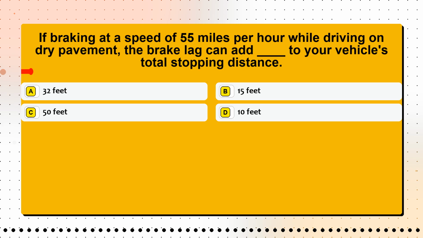Question 29. If braking at a speed of 55 miles per hour while driving on dry pavement, the brake lag can add blank to your vehicle's total stopping distance. Here are the options. Option A. 32 feet. Option B. 15 feet. Option C. 50 feet. Option D. 10 feet.